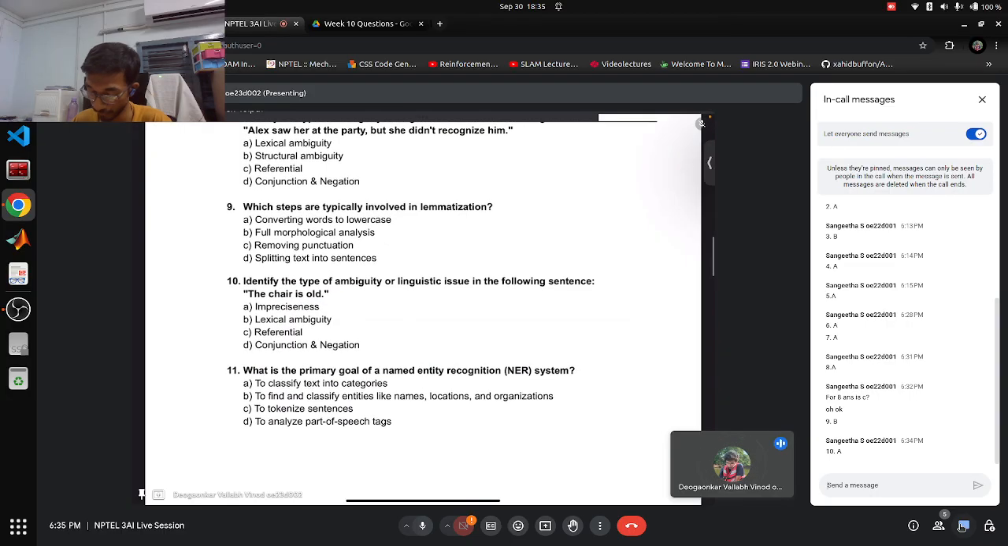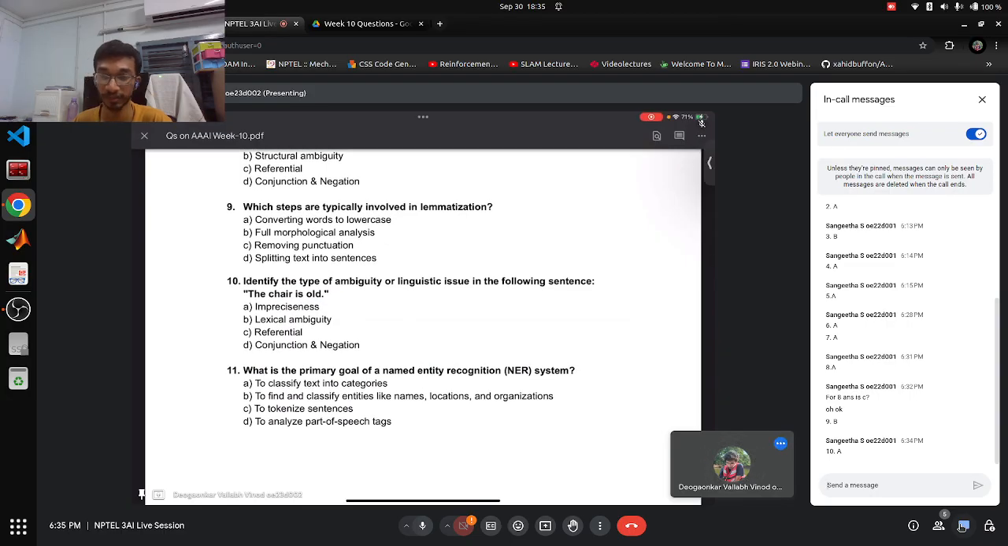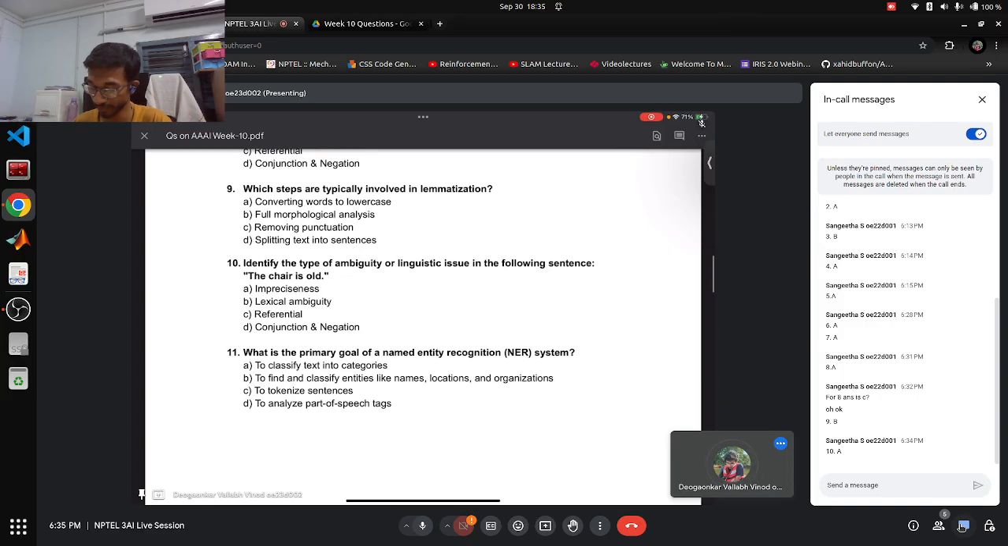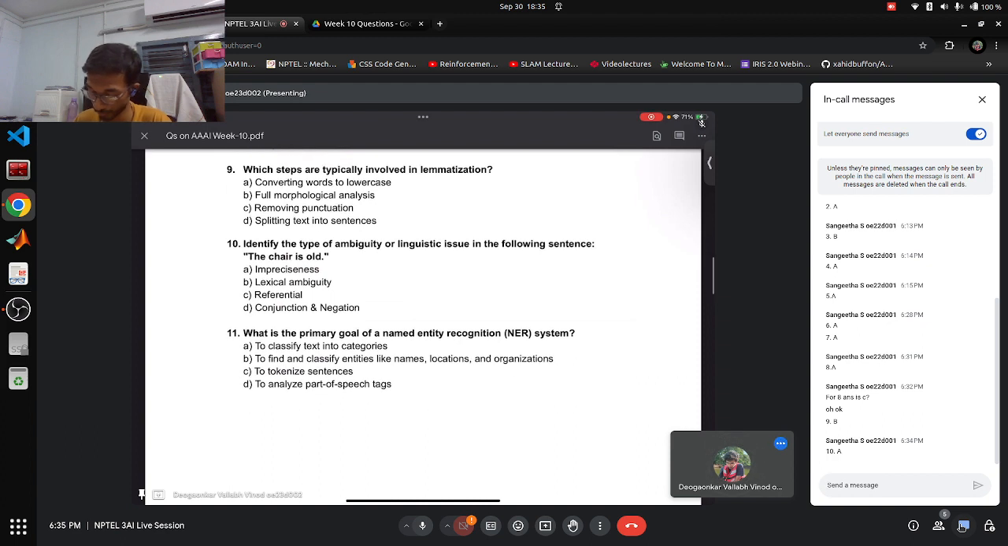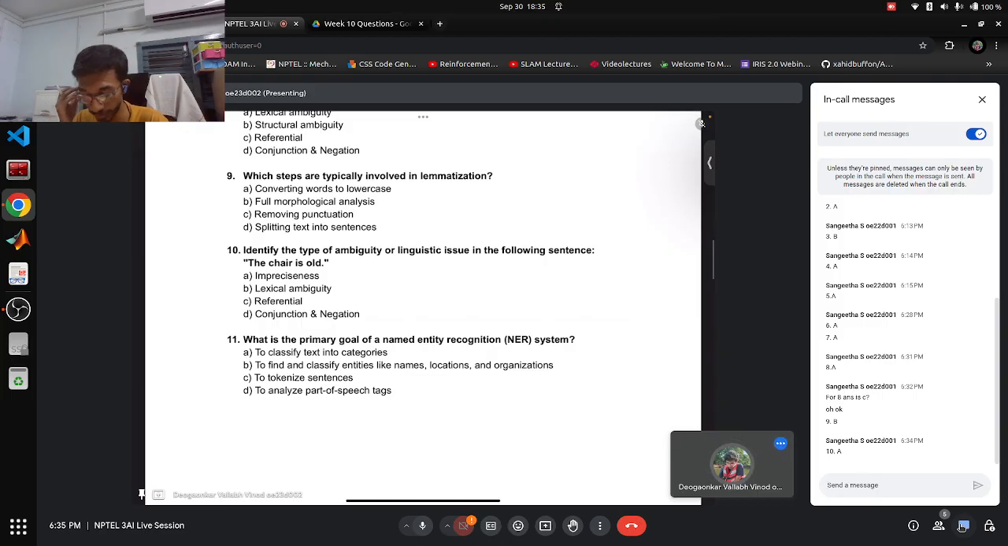ambiguity, if you consider chair not as a part of furniture, but as a chairperson in a group. So the sentence could mean that the chairperson is old, or it could mean that the chair, the furniture, is old. The word chair can be interpreted in two different ways in this context. So it can also be B, but for a more correct way we can call this the impreciseness, A.